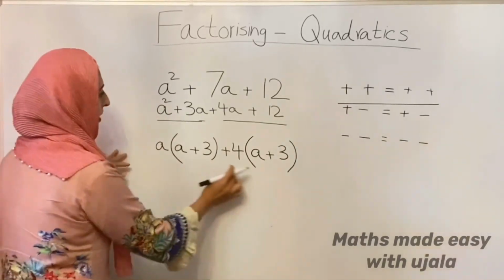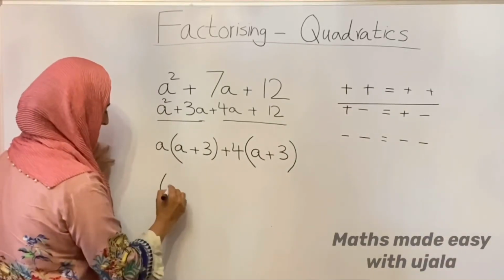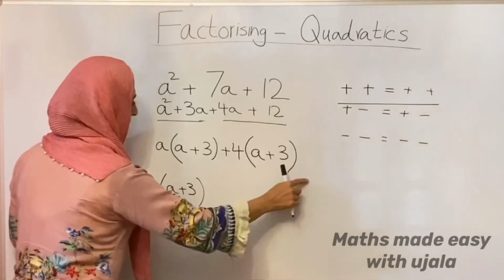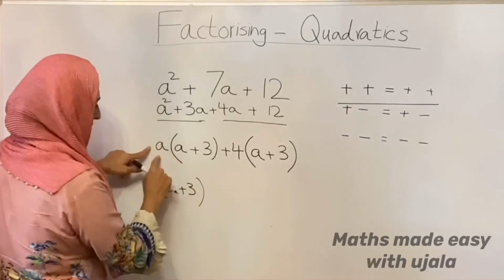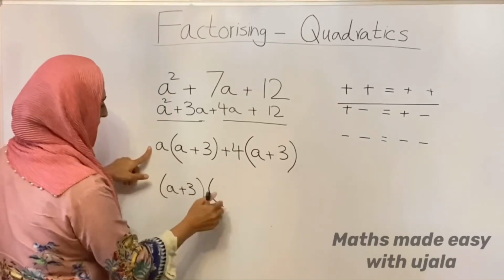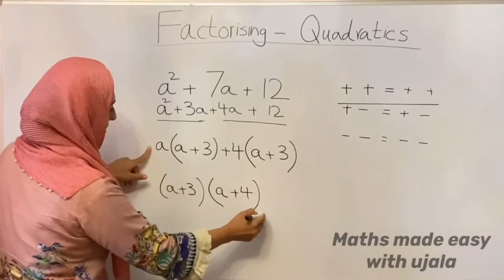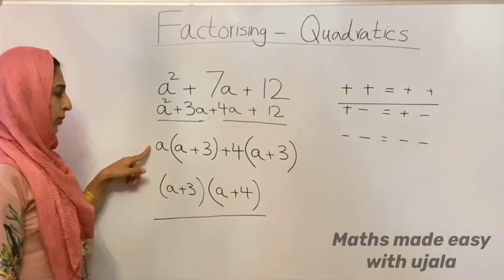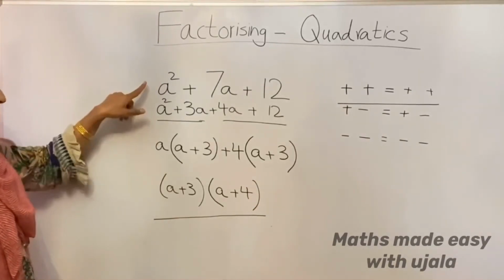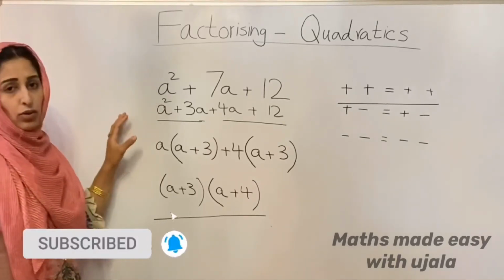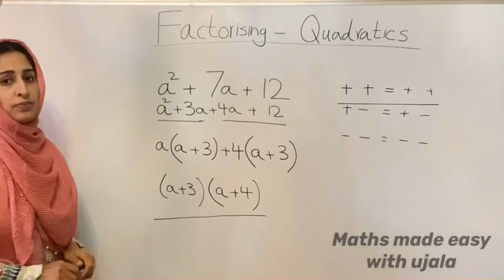Again factorize this term, A plus 3, because A plus 3 is common in this term as well. What are the leftovers? Make another bracket, A plus 4, separate it, another bracket. So these are two linear equations that are made from the quadratic equation, and this is called factorizing quadratic equation.